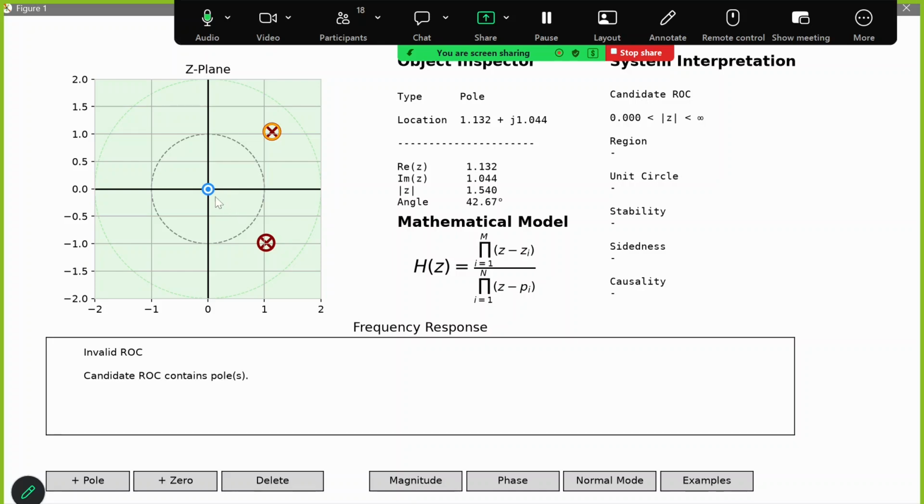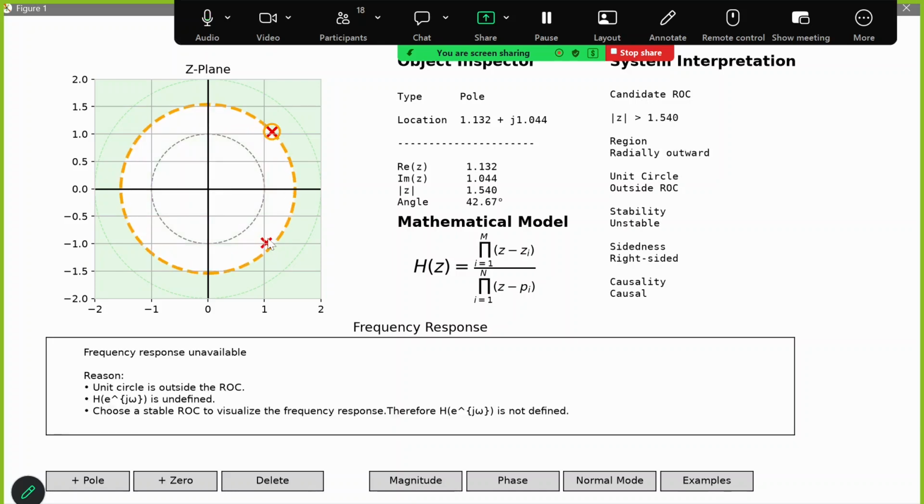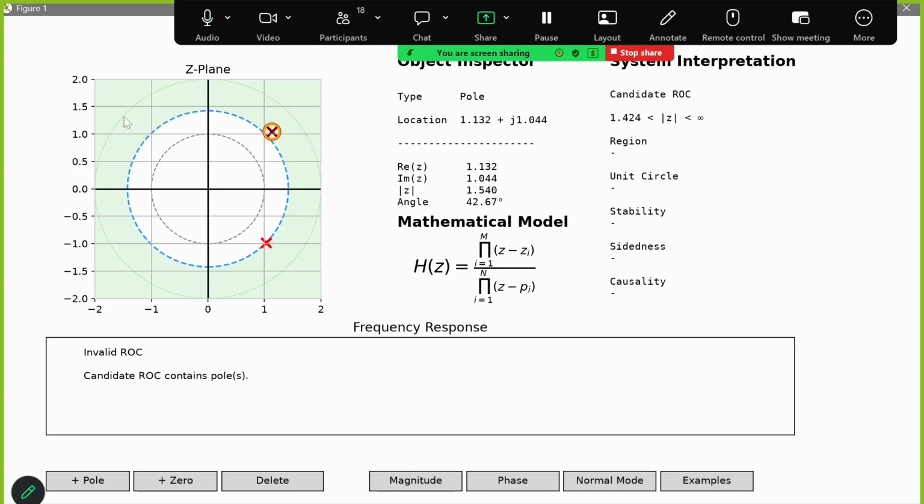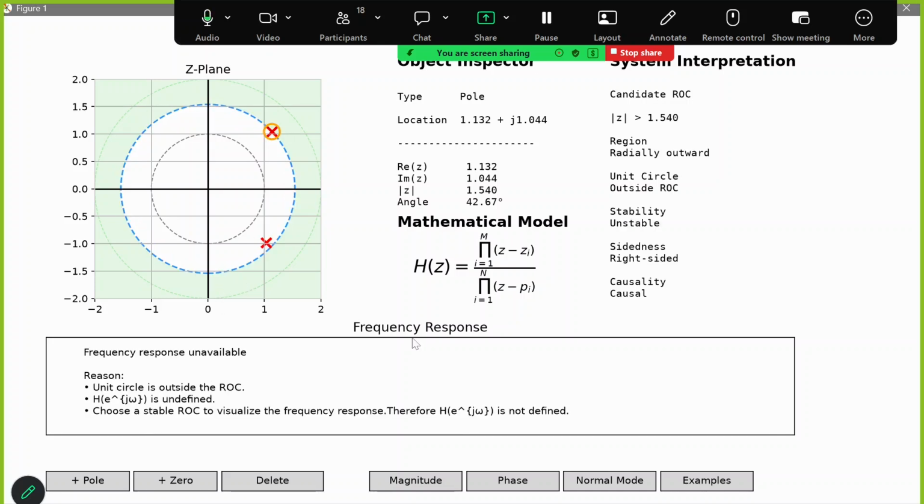So let's try to drag it in any way we can. Well, I can only put my inner circle around here, right? So this is not possible here. This is the forbidden pole inside the ROC, so I need to drag it a little bit further this way. So this is causal, right? But is it stable? No, it is not, right? So how do we make it stable?